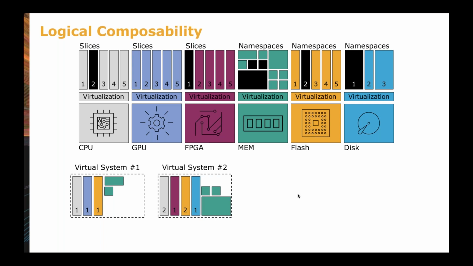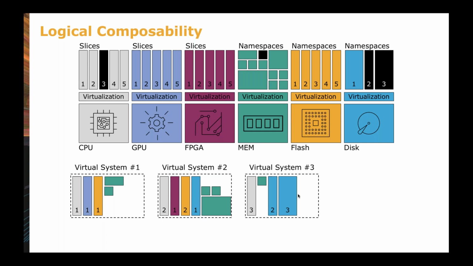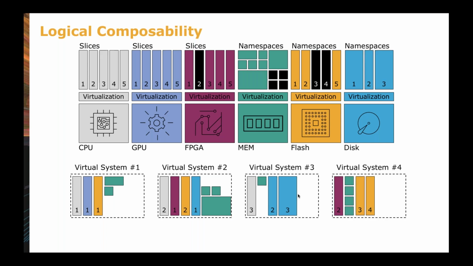Then virtual system number 2 can get constructed, and you see we just have different amounts of the same elements because this system is needed to do a different application, and on and on. We show 4 of them here. And the API allows you, as I said, to pick out these individual disaggregated elements and virtualize a system to run an application.